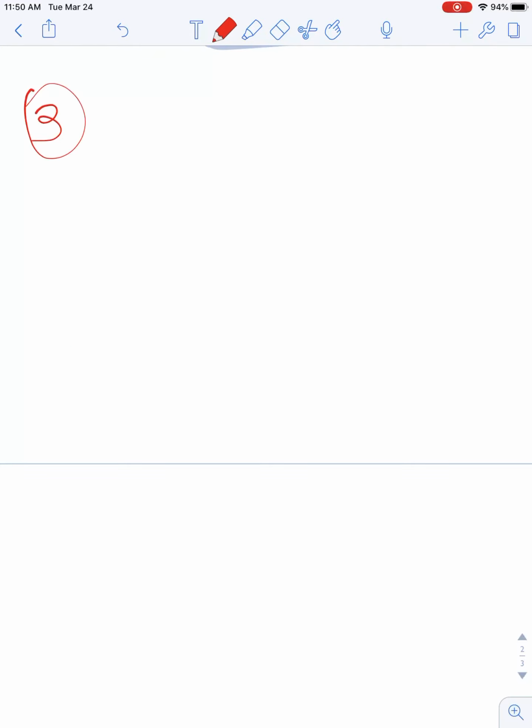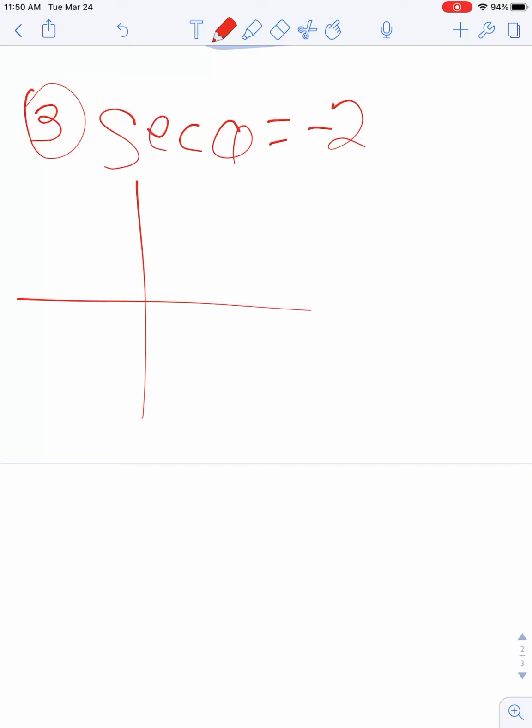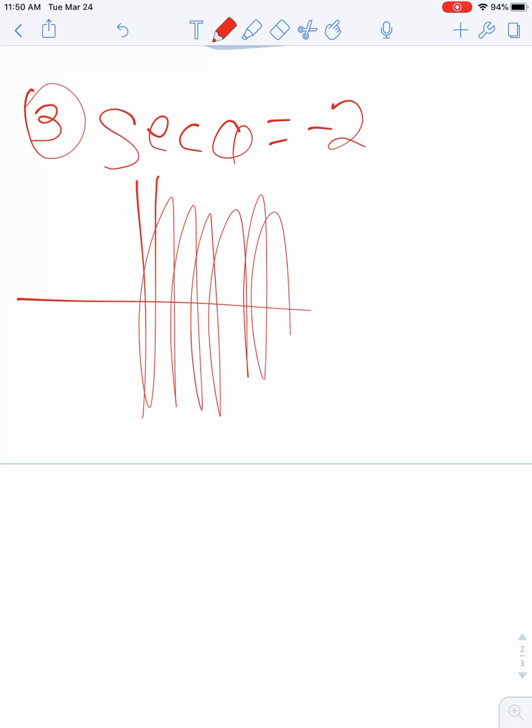Okay, number 3. Let's try secant of theta equals 2. Let's make it negative 2. All right, so secant goes with cosine. All Students Take Calculus. Cosine is positive in 1 and 4. We don't want positive, we want negative. So we're going to be in the second and third quadrant.